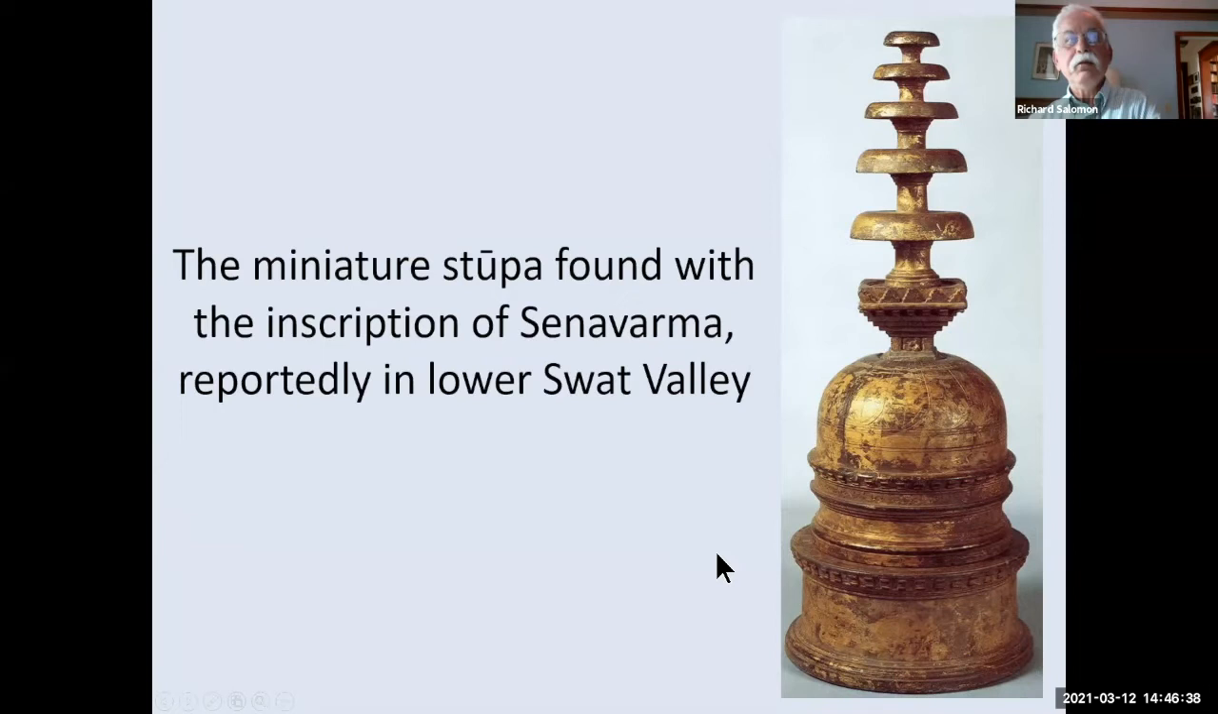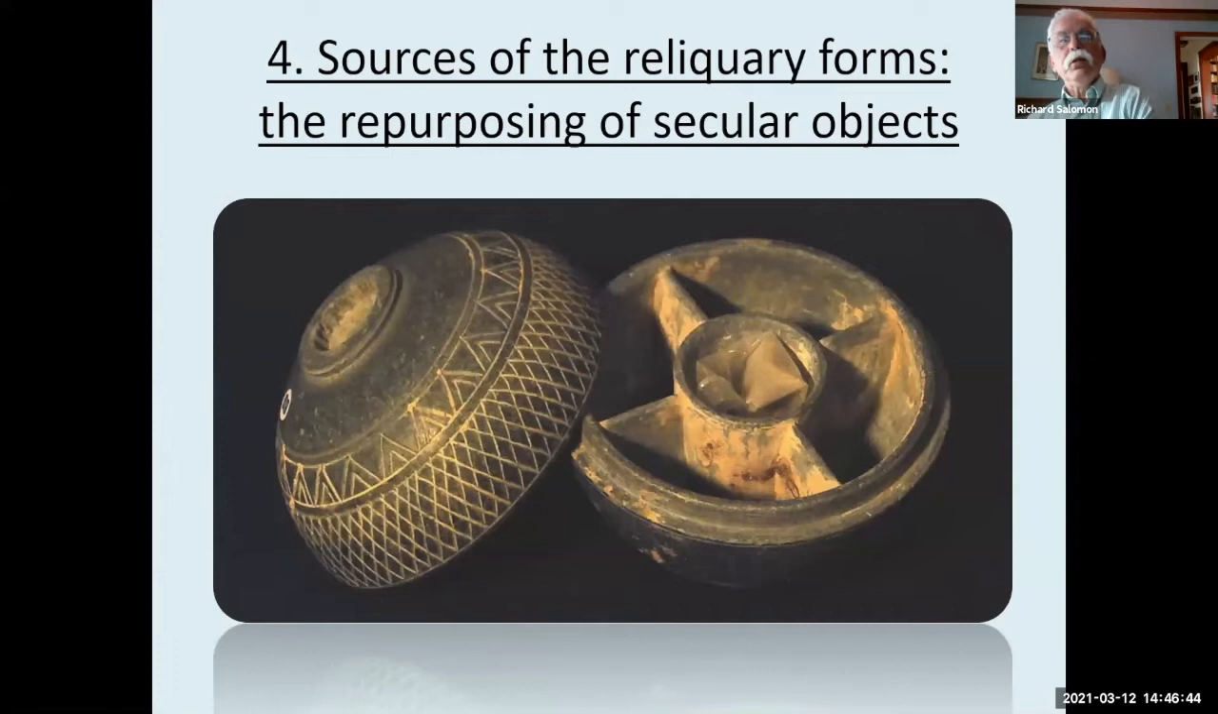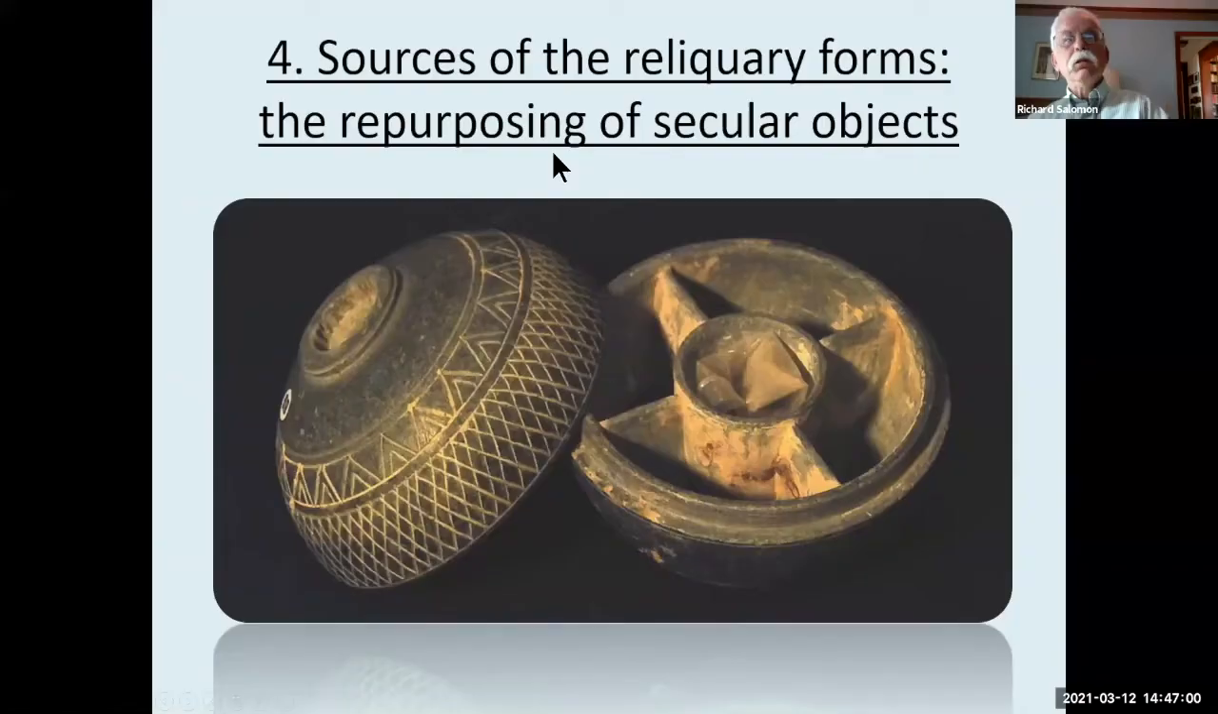Now I turn to my fourth topic, which is sources of the reliquary form. So I tried to give you some sense of some of the typical forms. And now I want to say a little bit about where those forms come from, particularly with reference to the theory that they or some of them, such as this one, were secular objects, not originally reliquaries, but which were repurposed in a Buddhist context for use as reliquary.